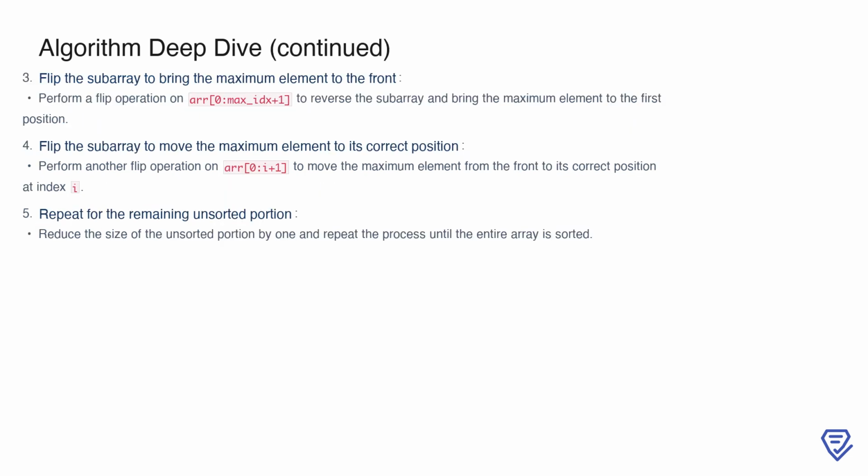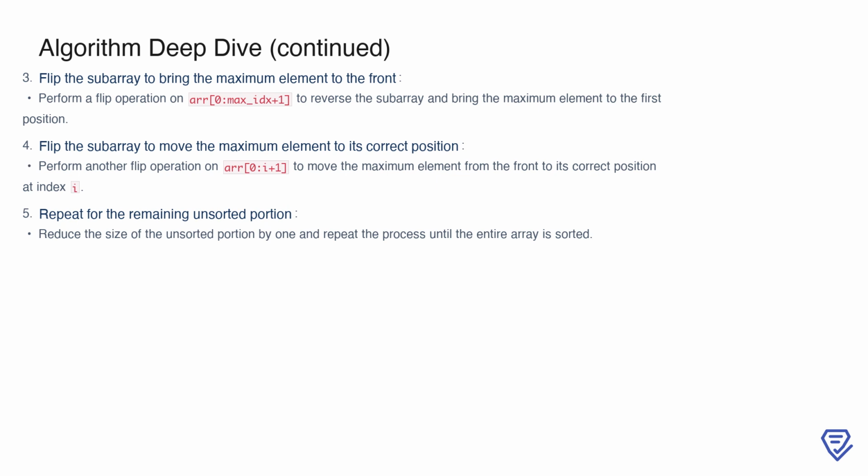Once we identify the largest unsorted element, the next step is to reposition it. First, we perform a flip on the subarray that includes the maximum element, bringing it to the front of the array. Then, we perform a second flip on the subarray up to the current position, moving the maximum element from the front to its correct position.